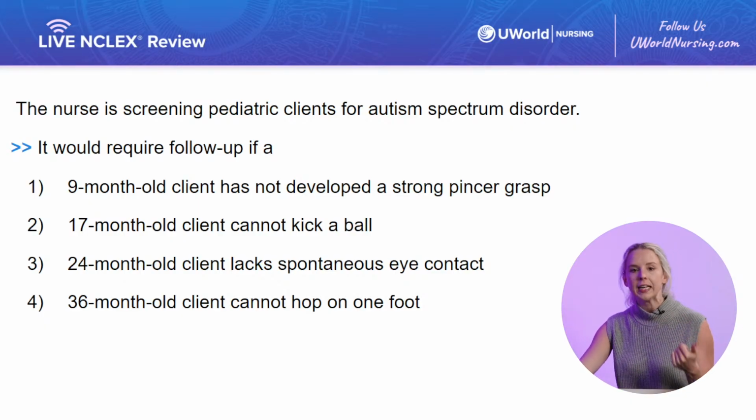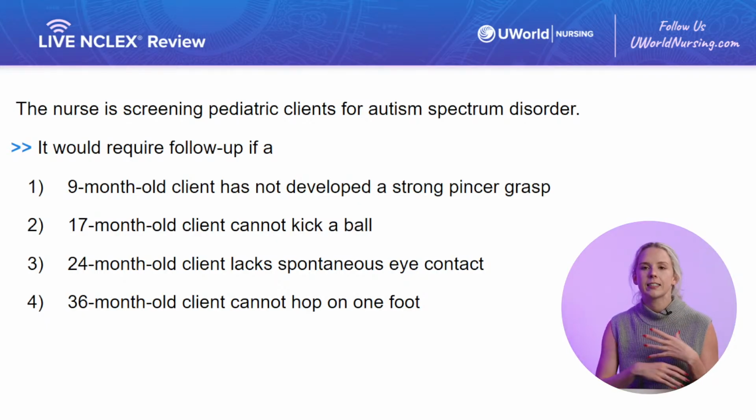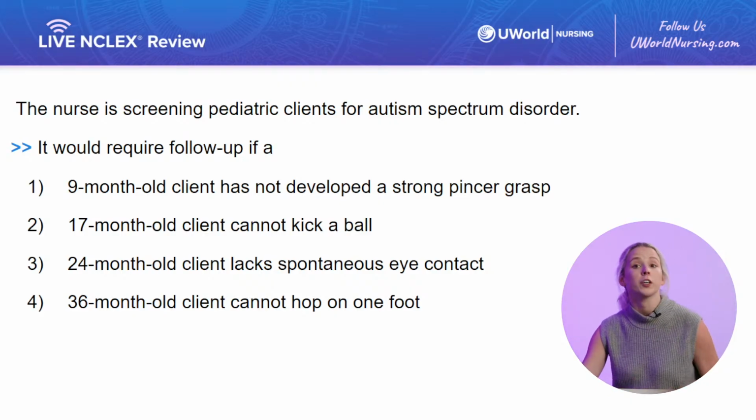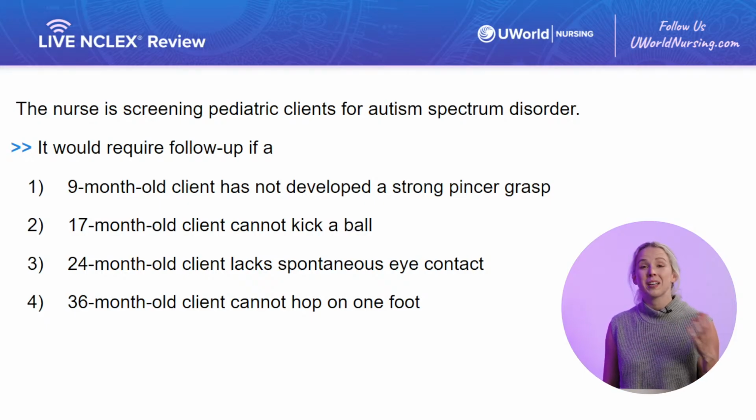So we're screening clients for autism spectrum disorder. Essentially, we're looking for deficits in development here that might be a signature that this client needs to be further investigated for autism spectrum disorder. So option 1 was incorrect. A 9-month-old client has not developed a strong pincer grasp. This usually develops by 12 months of age. So if a child's not quite doing this yet at 9 months, we're not worried about it. Nothing to worry, follow up, or fret about here. If a child were already doing this at 9 months, it would simply mean that they were ahead of the curve. So nothing to follow up here.